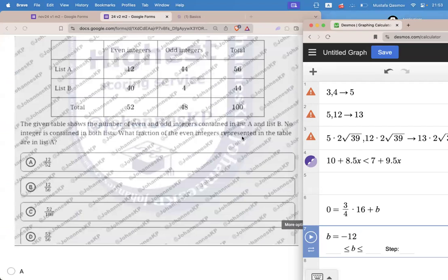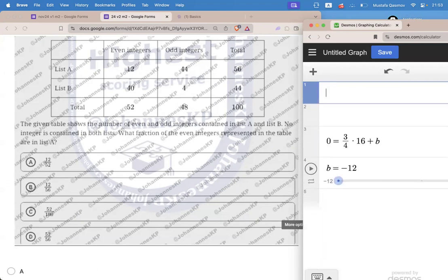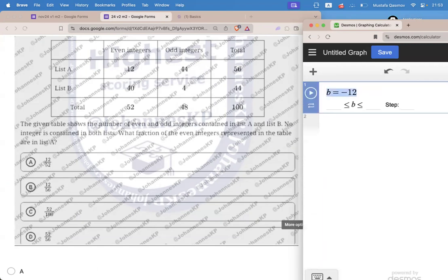What fraction of even integers represented in the table is from list A? So here first we have to find the total number of even integers. It is 52. And out of this 52, how many of them are from list A? It is 12. The answer is A.